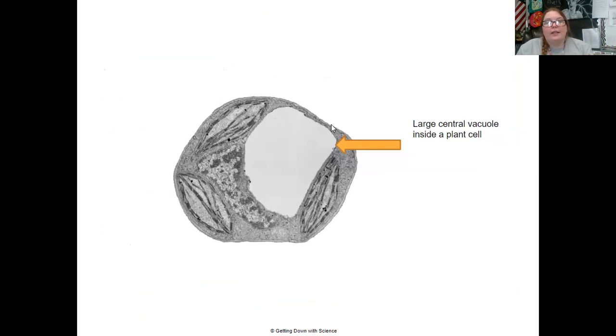All right, so here is our electron microscope image of the large central vacuole. I just want you to notice from all these cell pictures we've been looking at, cells aren't nearly as tidy and symmetrical in real life as they are in the diagrams. That's why I'm showing you these microscopic images, just so you can get a feel for what it actually looks like.